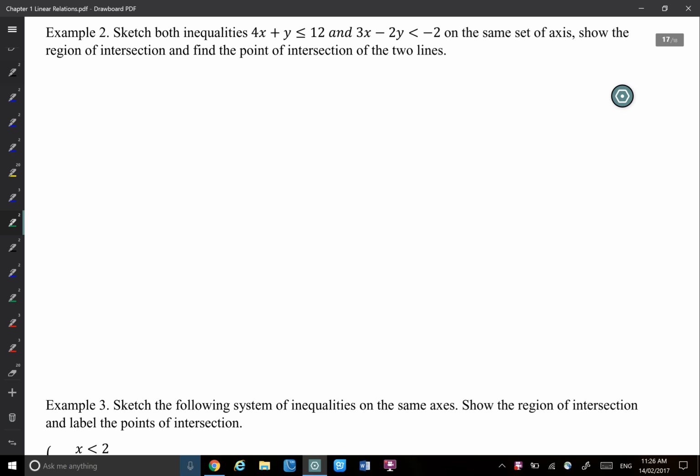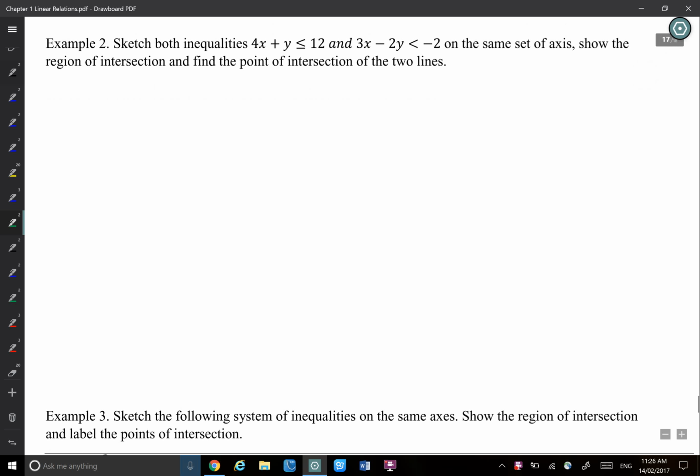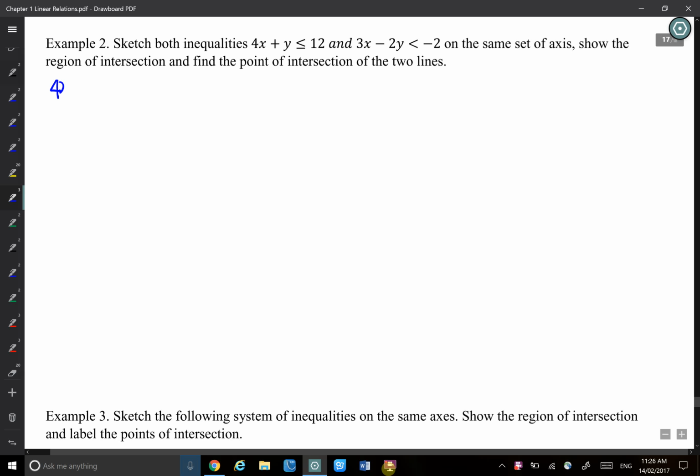Sketch both inequalities 4x plus y smaller than or equal to 12 and 3x minus 2y smaller than -2 on the same set of axes, and show the region of the intersection and find the point of intersection of the 2 lines. Okay, so first we will have 4x plus y smaller than or equal to 12. y should be smaller than or equal to -4x plus 12. So what we would draw is y equals to minus 4x plus 12.